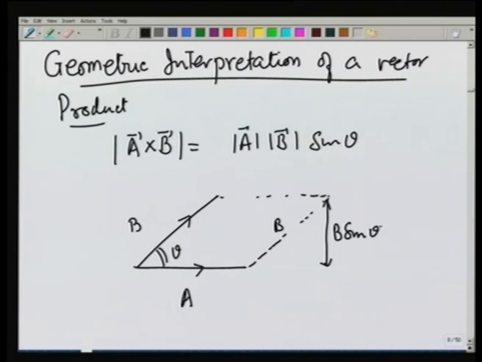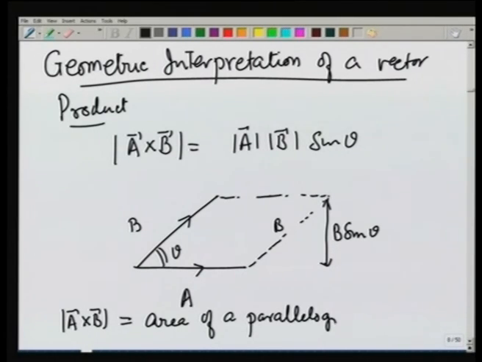So, this is the base times the height of this parallelogram, and therefore, magnitude of A cross B is the area of a parallelogram formed by A and B.